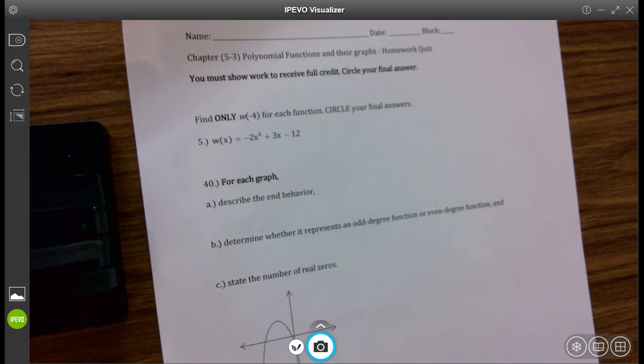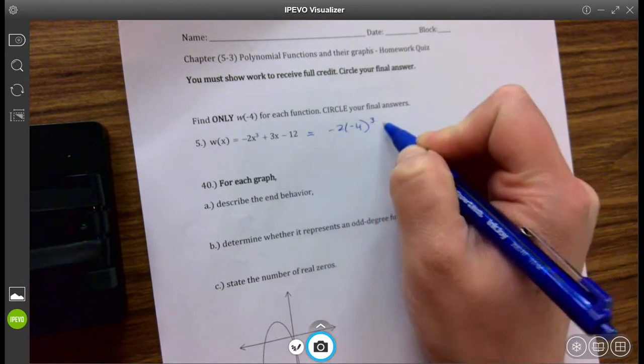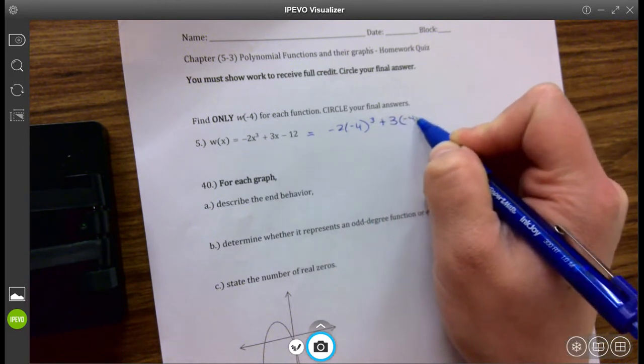Number 5, you're just using substitution. It's saying, okay, if I substitute in this value, what is the output? What is the y value? What is the f of x?